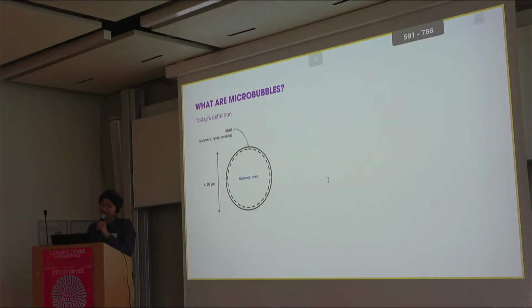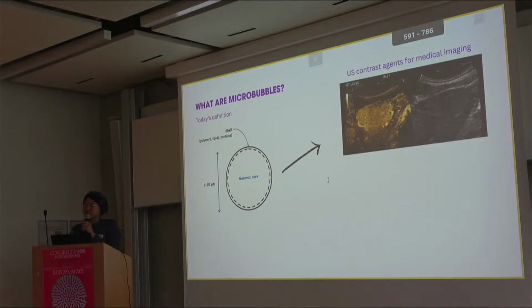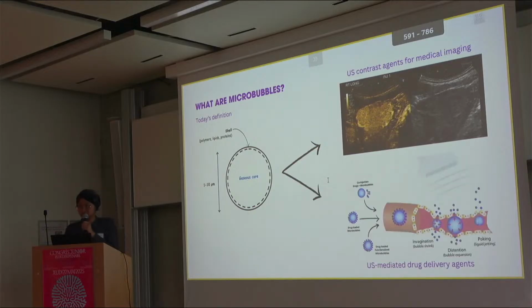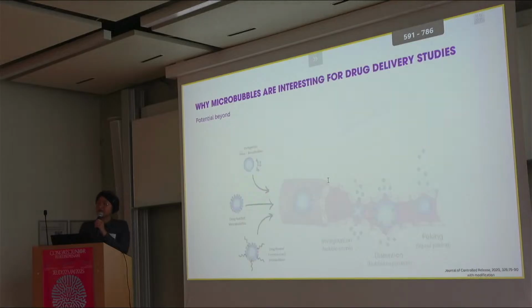So in today's definition, microbubbles are gas bubbles with a size of 1 to 10 microns, stabilized with a shell. Even though originally microbubbles were used as ultrasound contrast agents for medical imaging, now they have also gained interest as an ultrasound-mediated drug delivery system. So maybe you're questioning why microbubbles are that interesting for drug delivery studies, because we already have nanoparticles, for example.